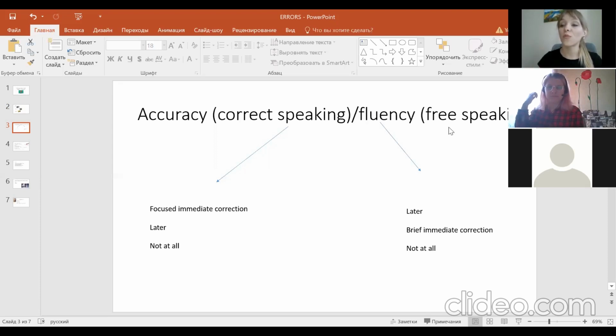For example, you have a warming up activity, or you start, hello, how are you? I'm good. I go to the cinema yesterday. Should we correct it here? If it's about topic from the last lesson, maybe later after he finished. And why not immediately? Why later? Because we want them to speak fluently, to feel free.